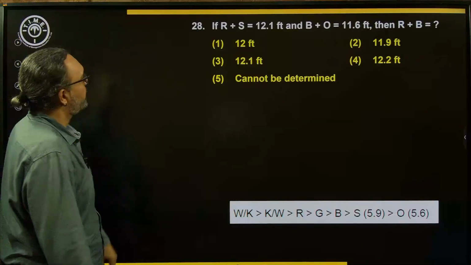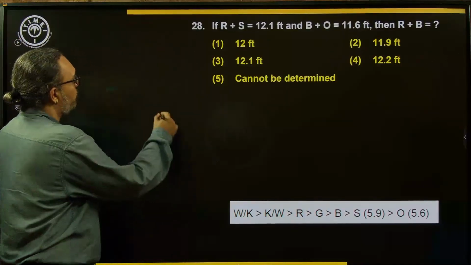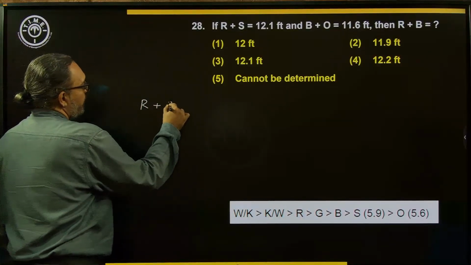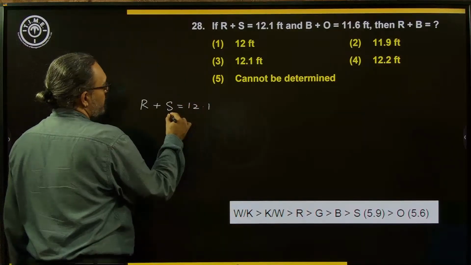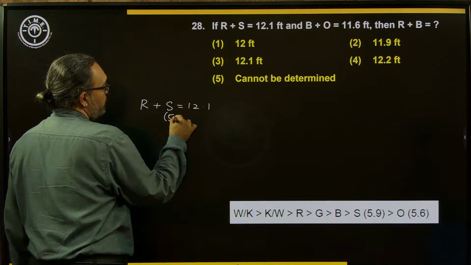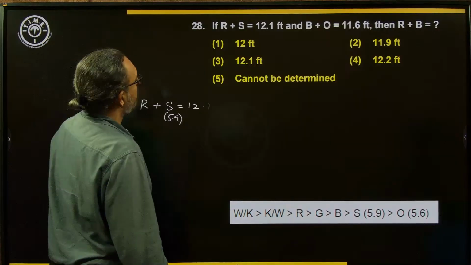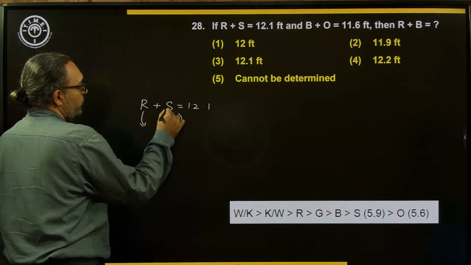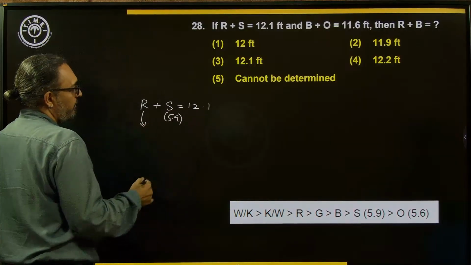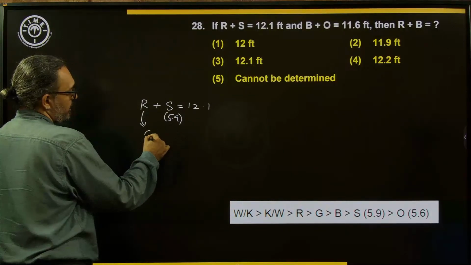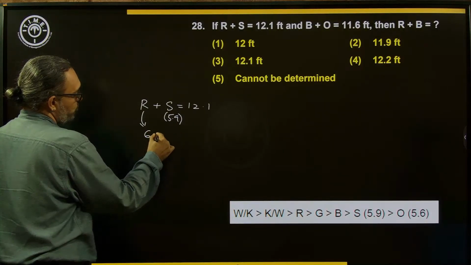Then next, if R plus S is 12.1. So we know S height is 5.9. Correct. So from there I can get R. So 12.1 minus 5.9, which is 6.2.